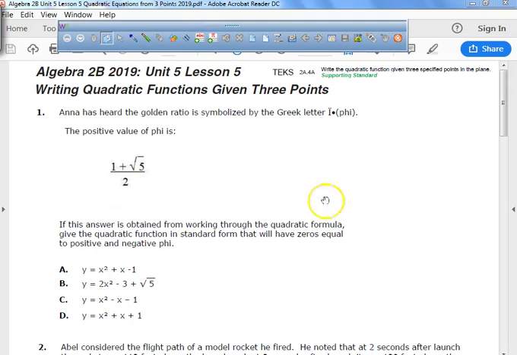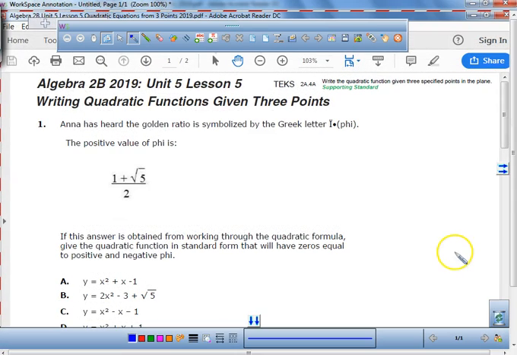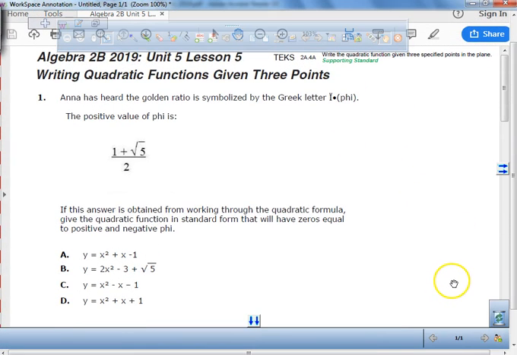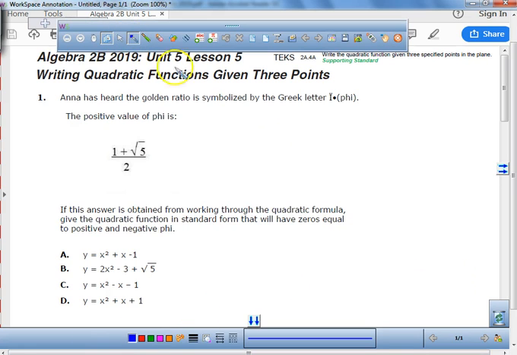Today we're going to be working on how to work with quadratic functions given 3 points. Now 3 points means 3 ordered pairs. But before we start that, does anybody remember the quadratic formula itself? Go ahead and say it. You said x equals what?